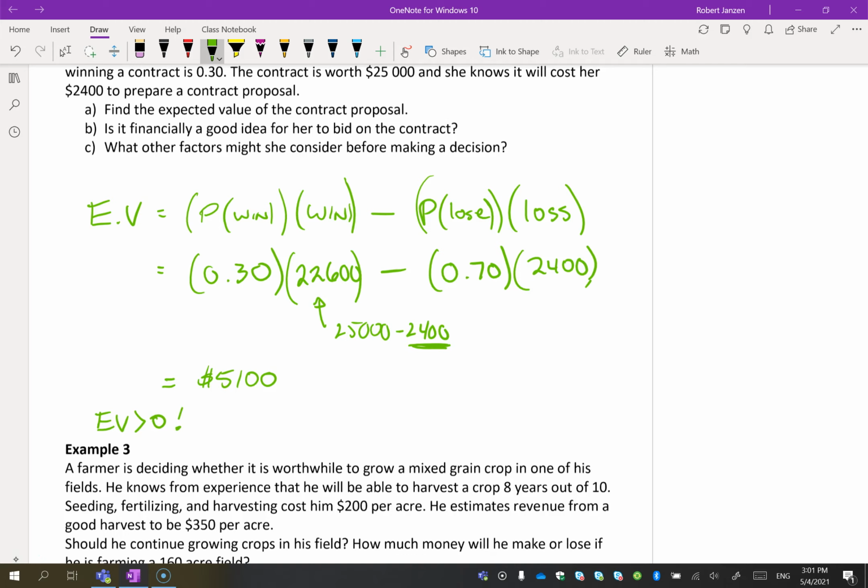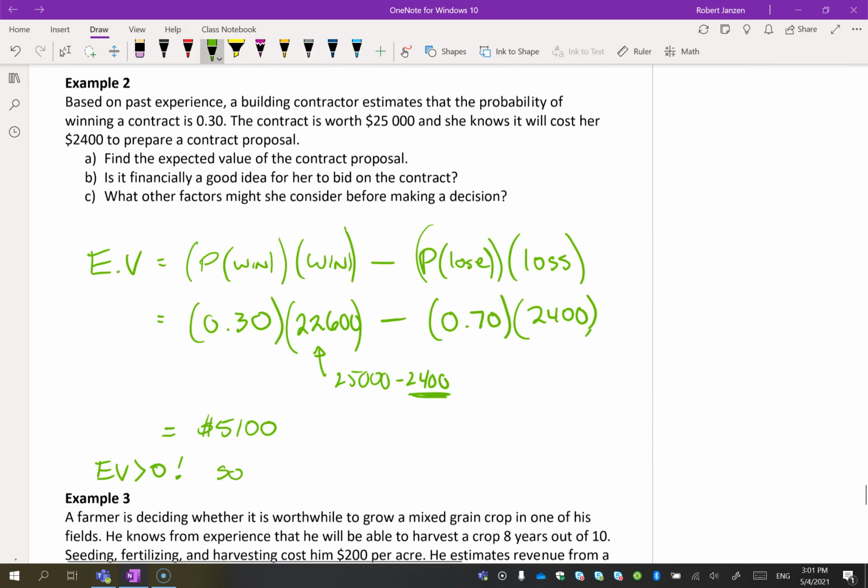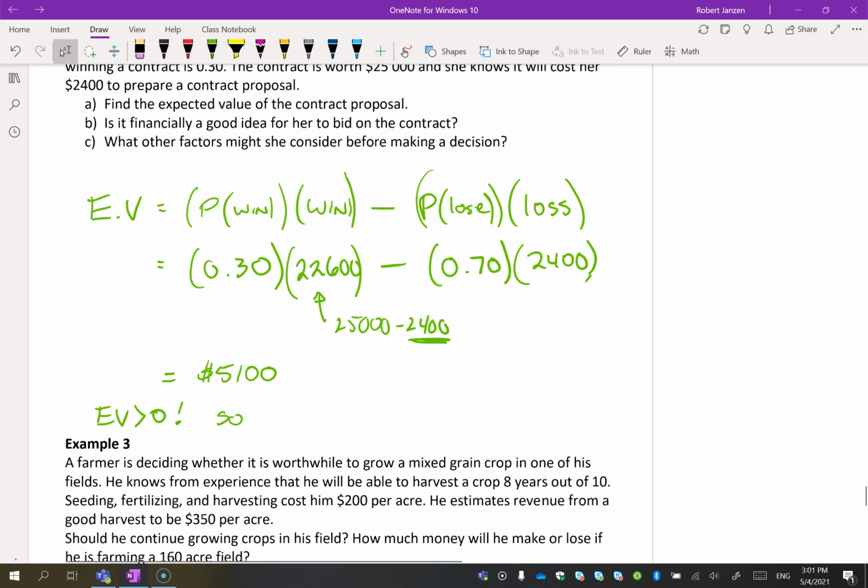That's good. So the contractor should bid on the contract. Doesn't mean they're going to win, but if they do this over and over and over again, yes, they're going to lose $2,400 sometimes, but the ones that they win make it so that your expected value is $5,100 each time.